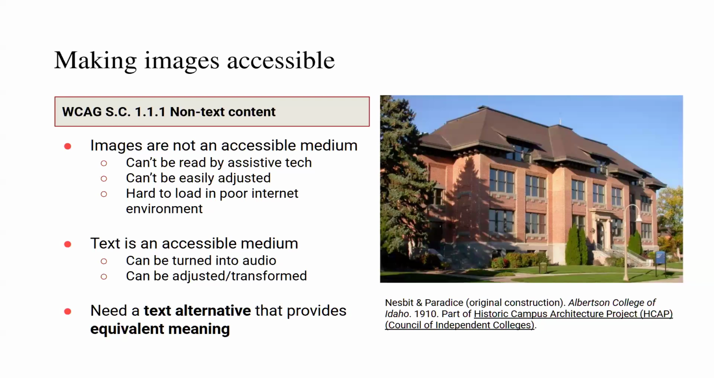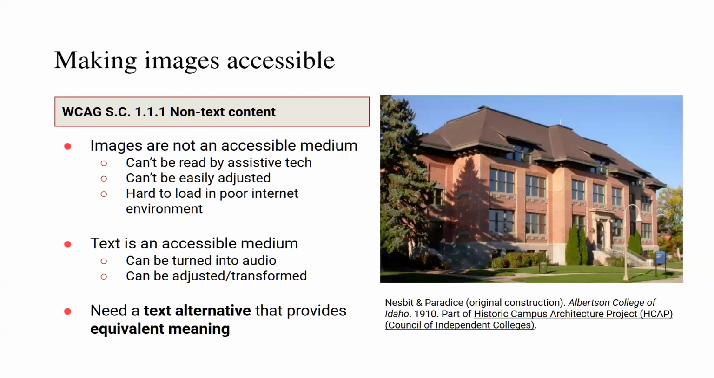Text is hands down the most accessible medium for the internet, I should say, because it can be transformed in any way someone needs it to be. It can be read aloud if someone can't see it on the page. You can zoom in on it and resize it. There are tools like browser extensions that let you change the styling if you need the font to be different, if you need the spacing between letters or lines to be different. So it's really flexible in a way that an image is not.